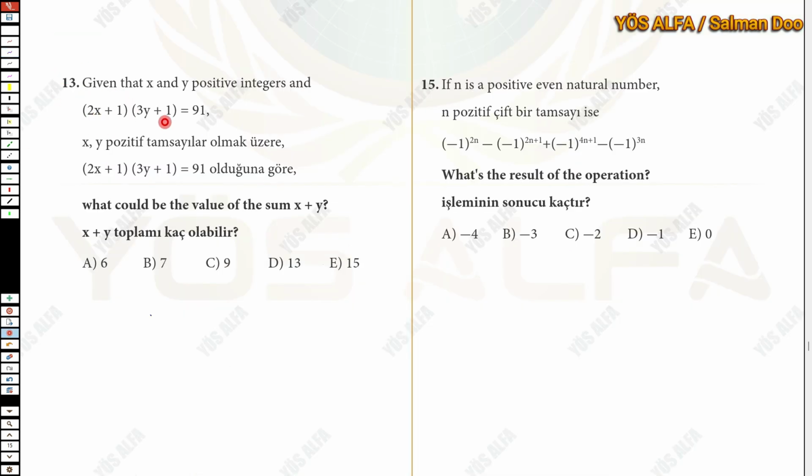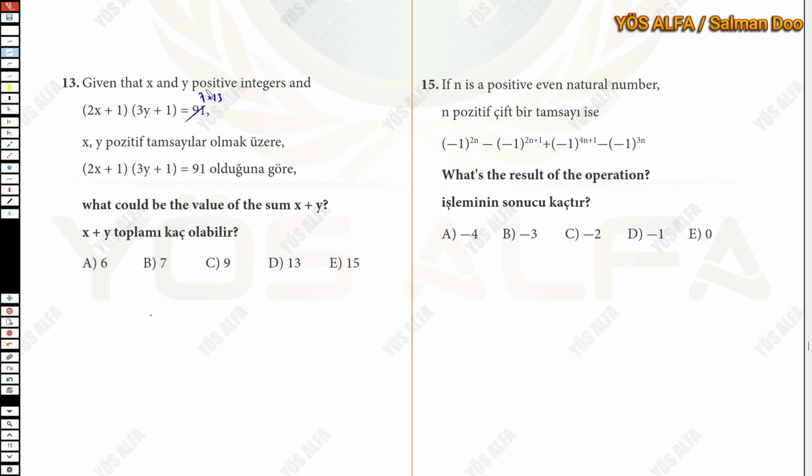The multiplication of these two is 91. What could be the value of the sum x plus y? x and y are integers. Now let's prime factorize it and see what happens. 91 is 7 times 13. Both are prime. So that means either 2x plus 1 is 7 or 13.